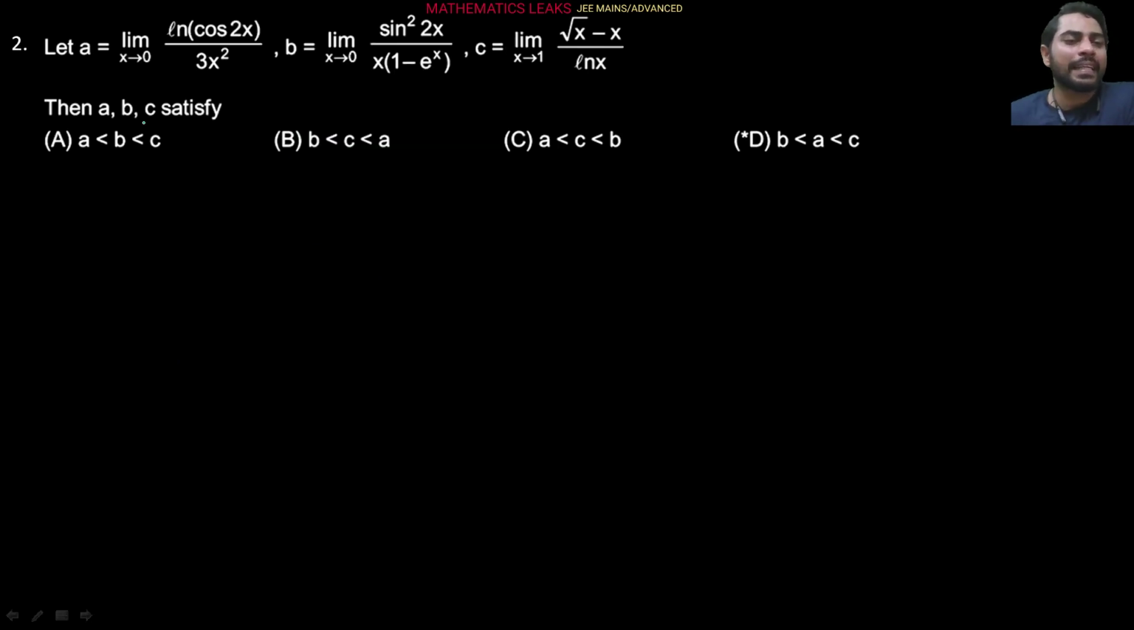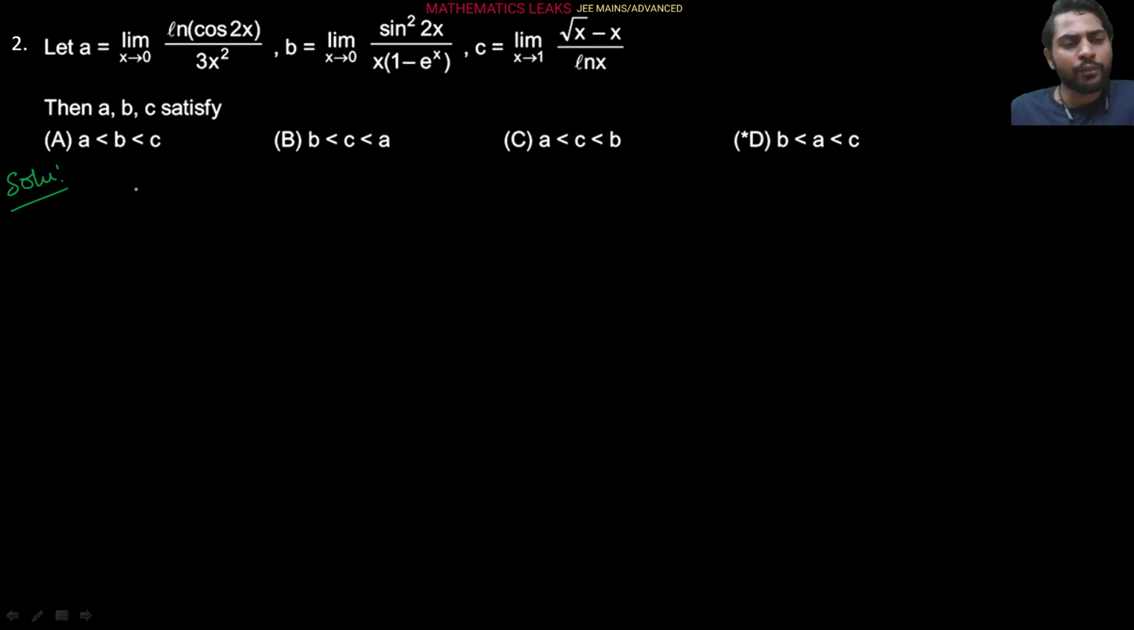Next question is, let a is equal to limit x tends to 0 ln of cos 2x upon 3x square and b is equal to limit x tends to 0 sin square 2x upon x into 1 minus e to the power x, and c is equal to limit x tends to 1 root x minus x upon ln x. Then a, b, c satisfy which order? Okay, let's see here.